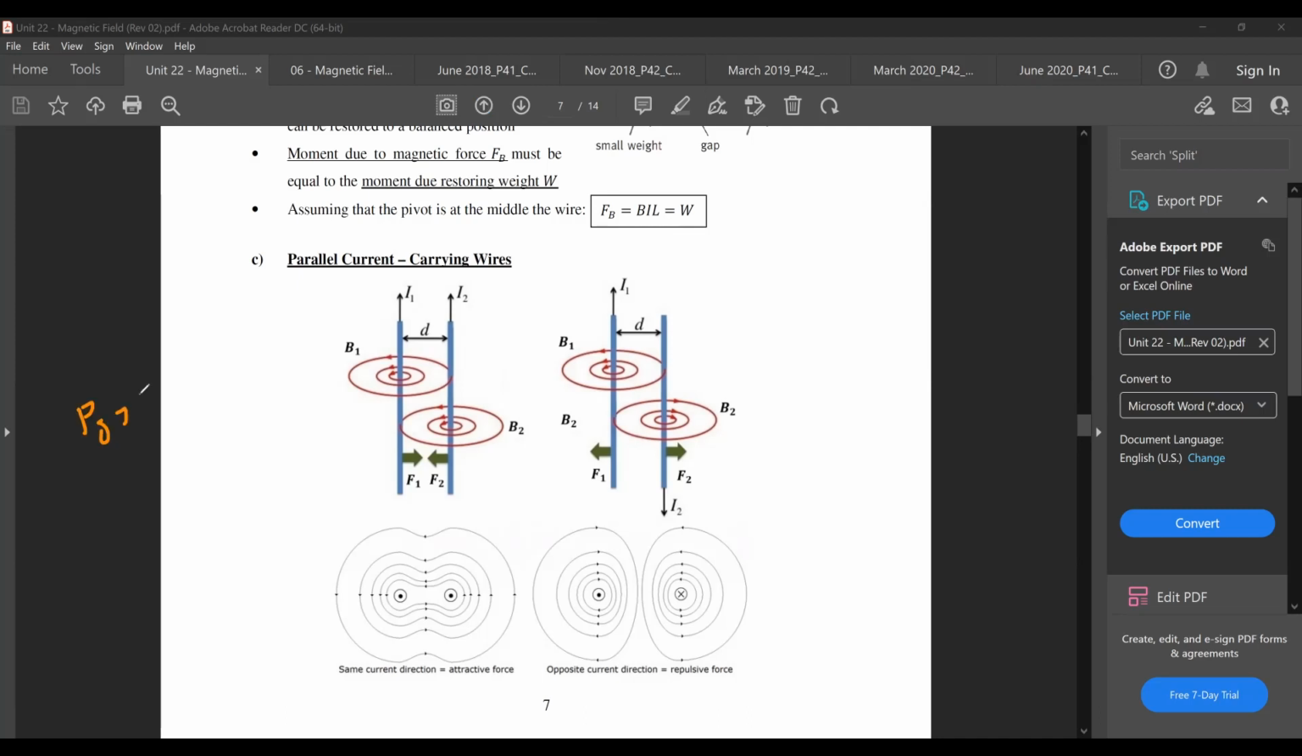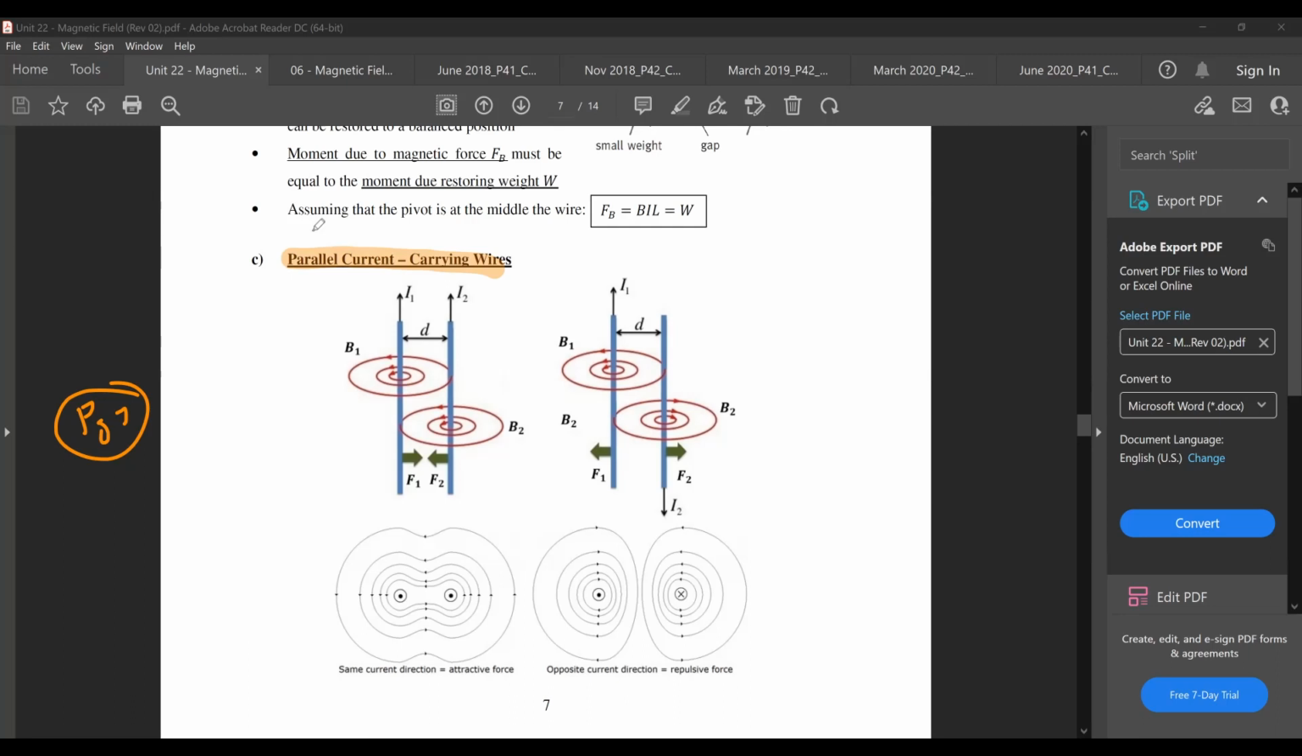All right. Okay, so the example that we've done so far deals with force acting on a wire, but that wire is just a single wire. There will also be cases where rather than having a single wire, we have two parallel wires. So here we have parallel current carrying wires.